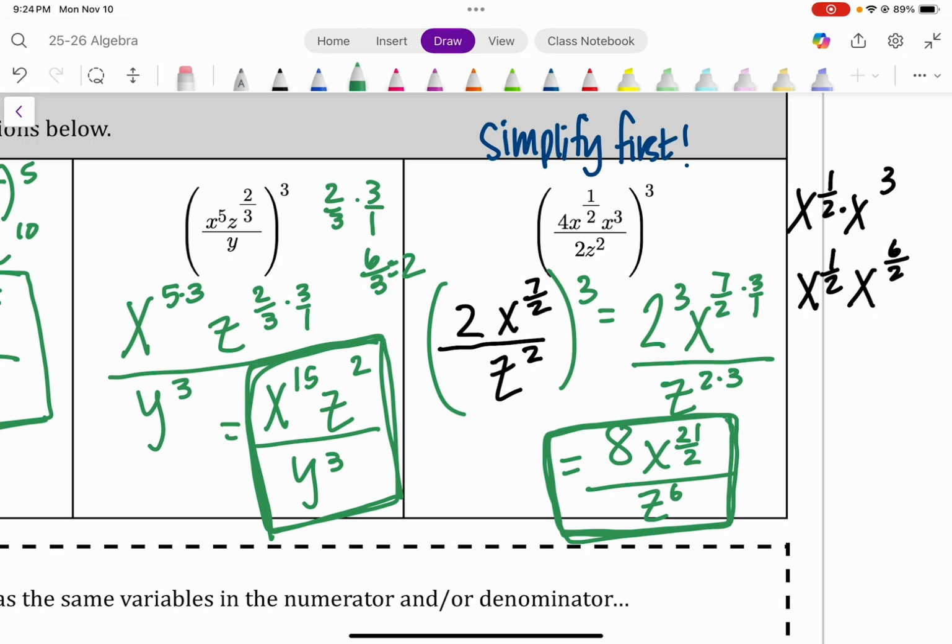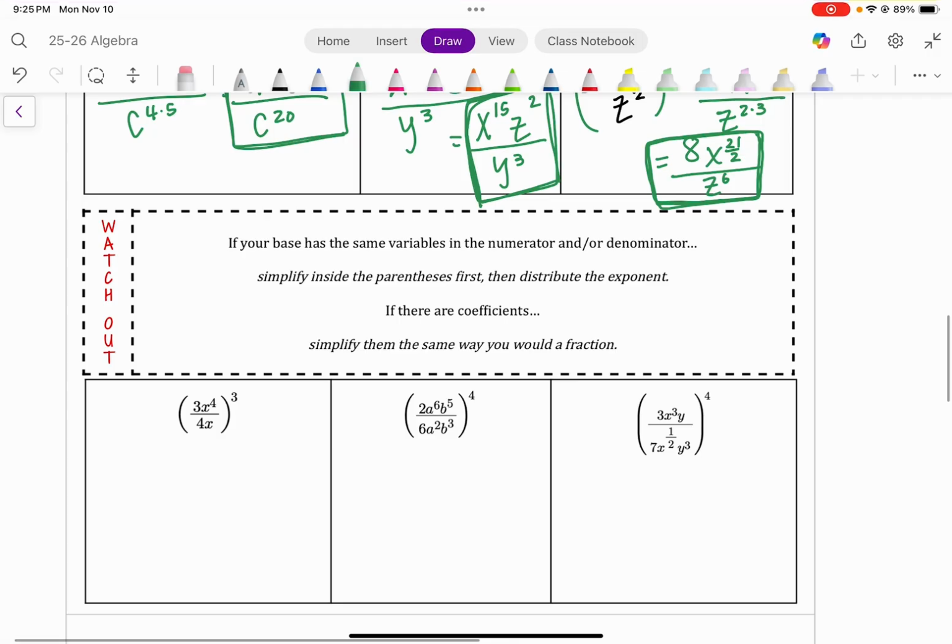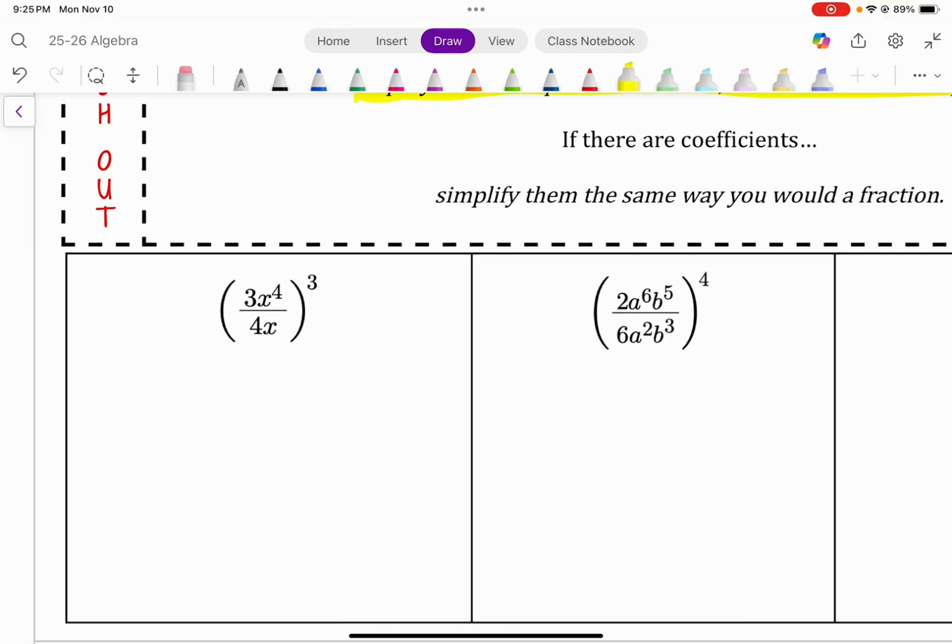Okay, now in this section, if your base has the same variables in the numerator and or the denominator, simplify inside the parentheses first. So we're going to focus on simplifying first, then distributing the exponent. So I want you to think on this first one. Can you simplify 3 over 4? No. Can you simplify x^4 over x? And you can. So I'm going to have 3 over 4, and then I have x cubed in my numerator.